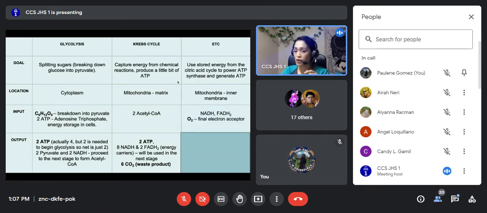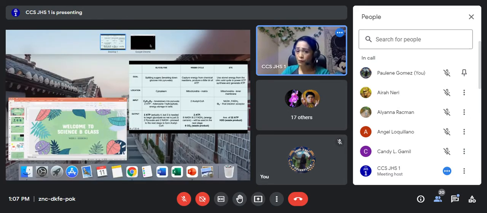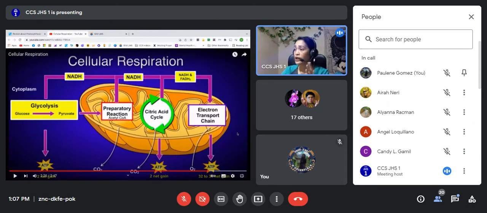So take note, as I've mentioned, the NADH, FADH2, and oxygen are actually the substances needed for the final stage. NADH and FADH2 are actually substances from the first two stages. Okay? And lastly, the most important thing is that in this stage, if you were paying attention during the presentation, the last stage actually generates a range of 32 to 34 ATP.